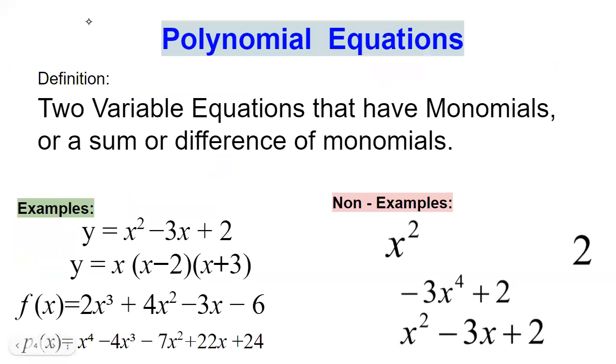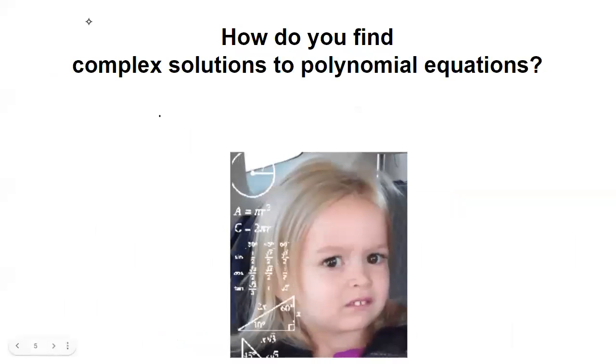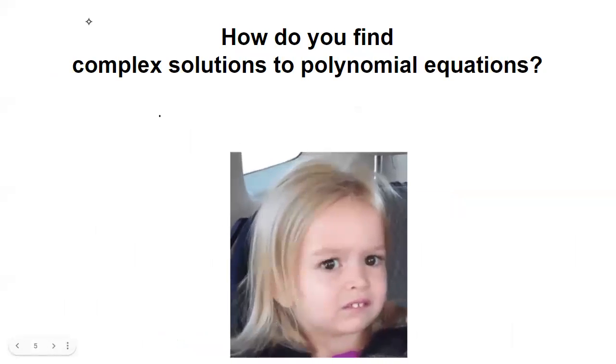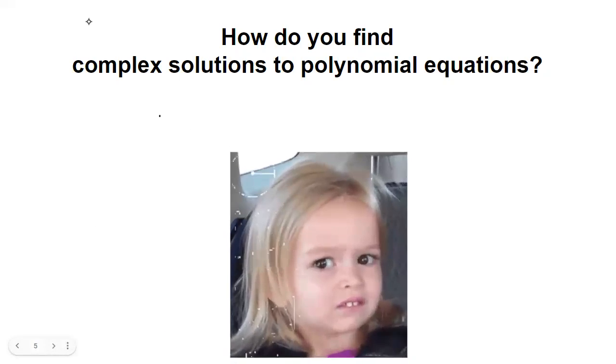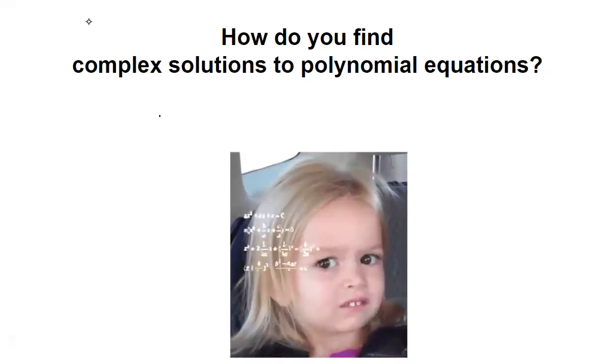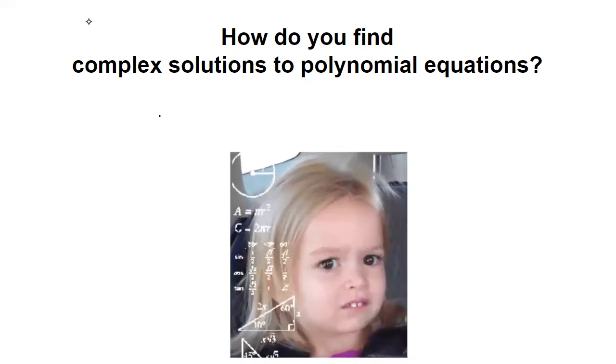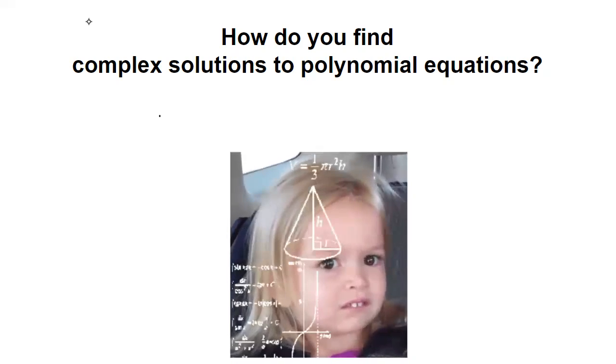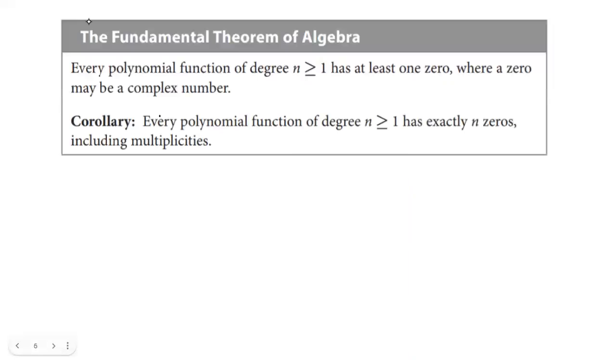Now, we still have polynomial equations. We have two variable equations that have monomials or a sum or difference of monomials. And we're gonna ask ourselves, how do we solve these polynomial equations that have complex solutions? So not only does it have non-real solutions, it's also going to have something else that we're gonna go ahead and define as well here, okay?